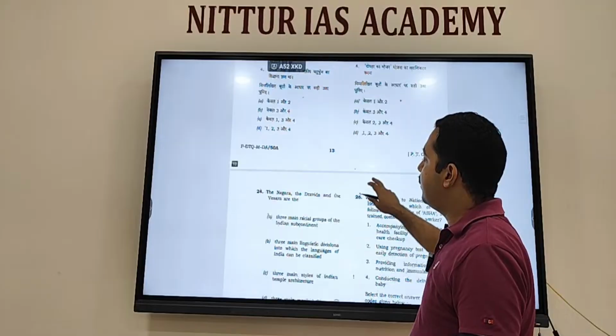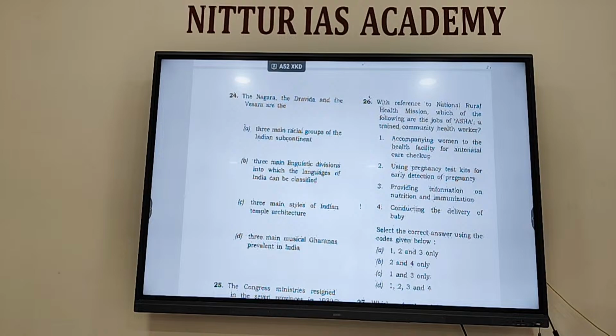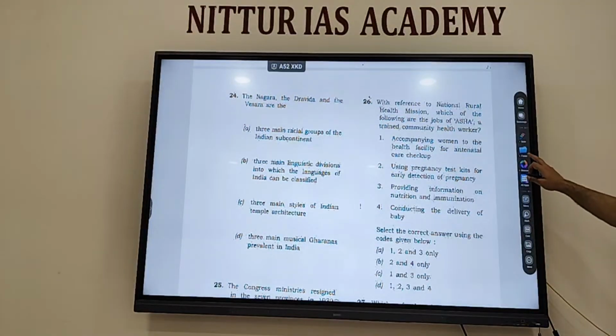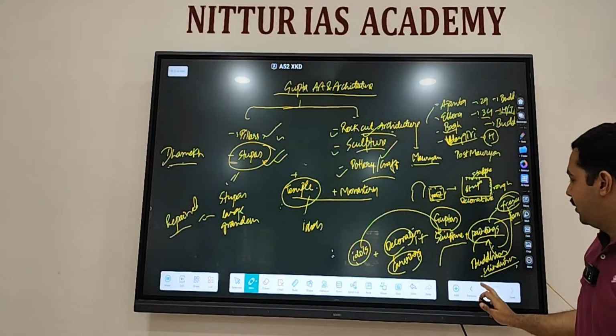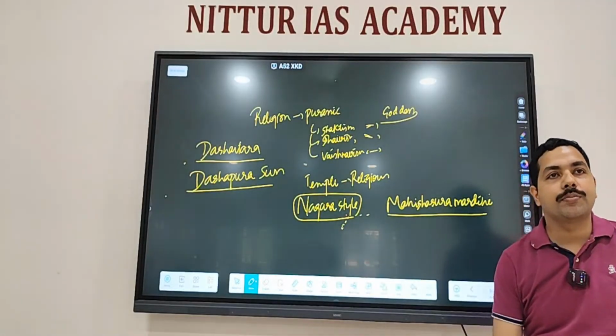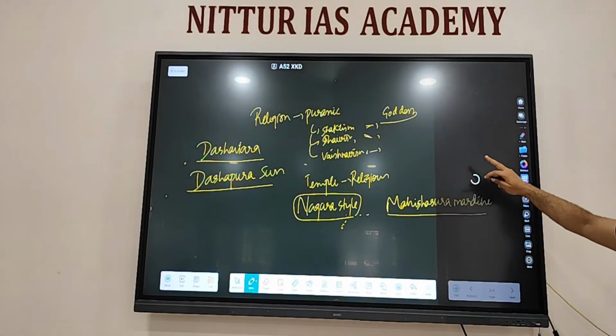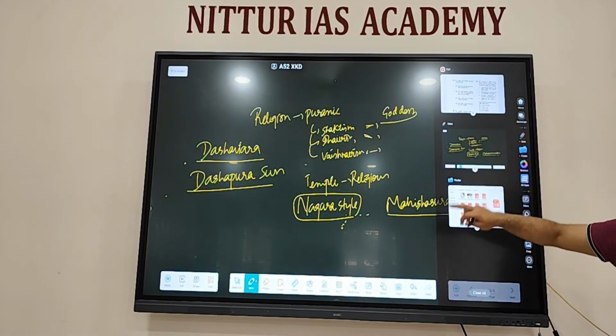Now, can you answer 24? Dravida, Nagara and Vesara are the main styles of temple architecture. Just now we discussed which style has been introduced by whom. Which style has been introduced by Nagara? This is a question that has been asked: which style of temples.